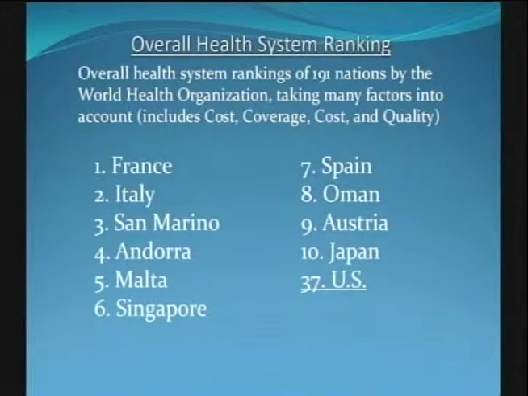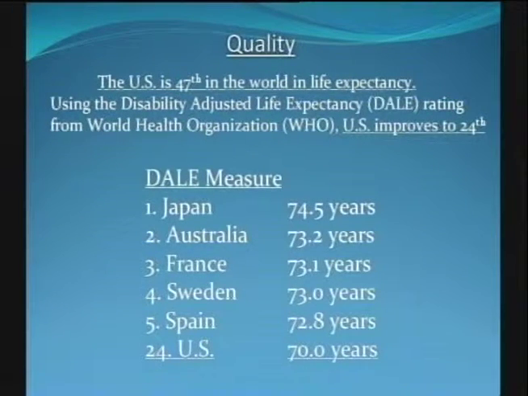I think there's another graphic that we might have missed, or I didn't see it. It's the graphic on life expectancy. I like this ranking the best. The U.S. is 47th in the world in life expectancy, but there's a different measure called the disability adjusted life expectancy, which rates life expectancy in terms of quality of life. And we move up in the ranking when you look at that expectancy. It's called the DALE rating, and it's also done by the World Health Organization.